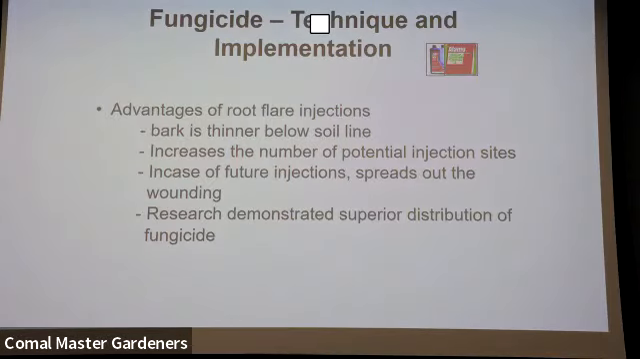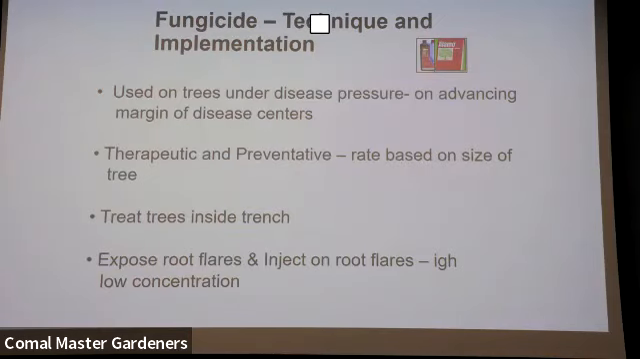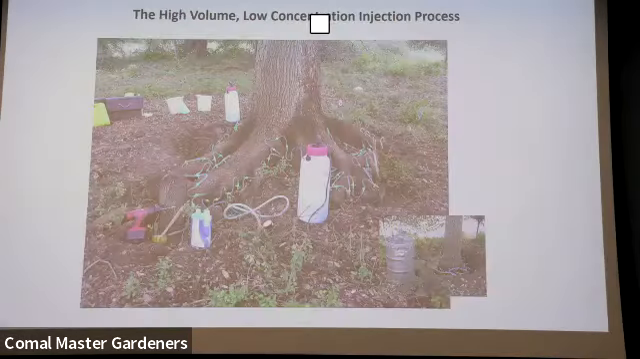There are a lot of discussions going on about how to inject and certain things that we like people to do. We like people to get below the soil line. You notice how the soil was excavated so that you could get at those root systems? That's called a root flare injection. The bark is thinner below the soil line. It's easier to make the holes. It increases the number of potential injection sites if you're going to inject the tree more than once, and usually we recommend 2 injections, and also you get superior distribution of the fungicide. So expose the root flare and inject it like that.